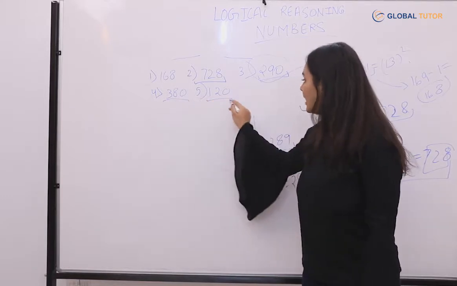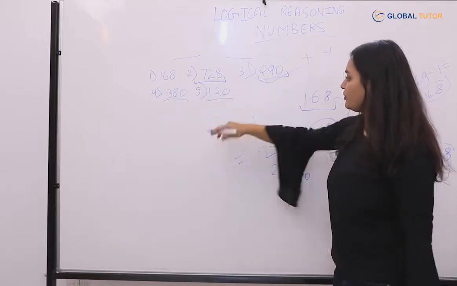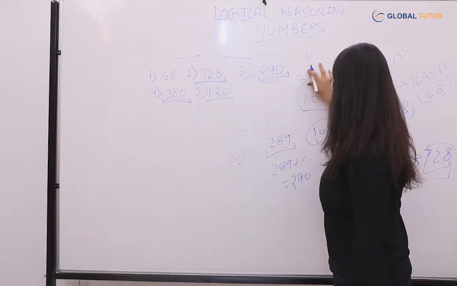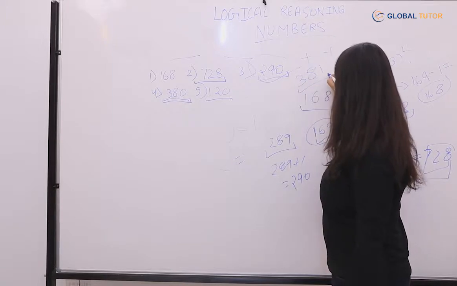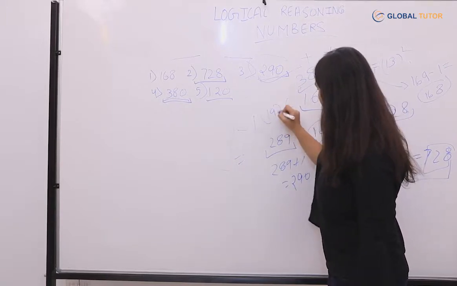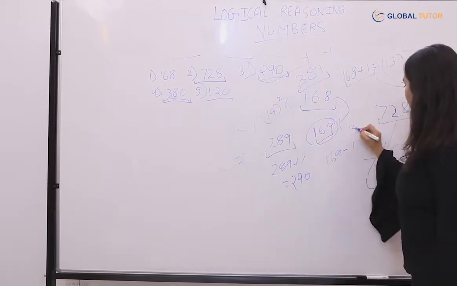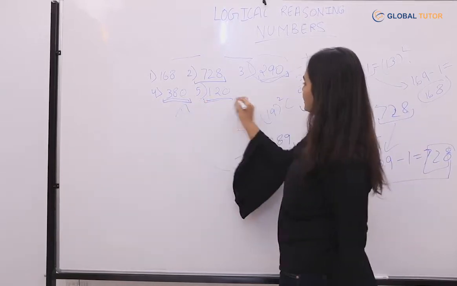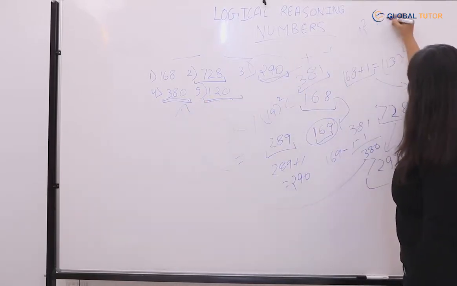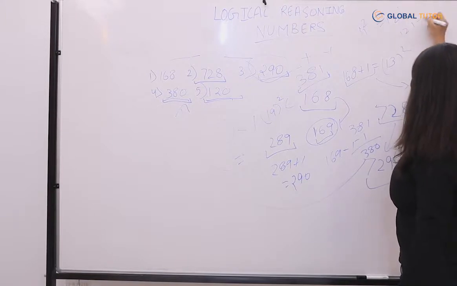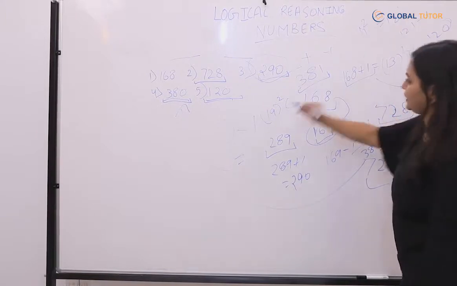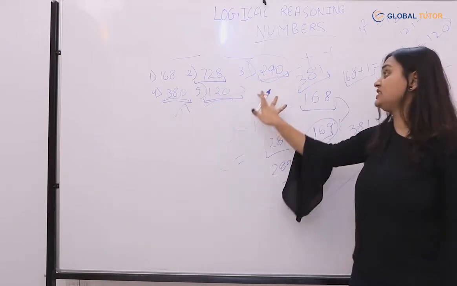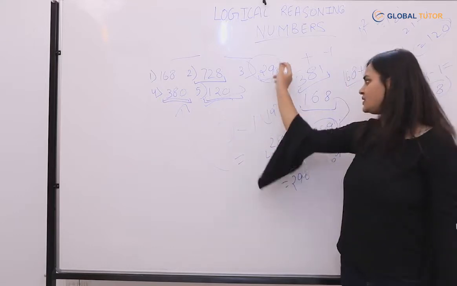Now we'll go with 380 and 120 and check for them. So whenever you look at the number 380, you are reminded of 381, right, which is 19 square. So this would be 381 minus 1, which is 380, which again follows the pattern. And then there's 120. 11 square equals 121. 121 minus 1 equals 120. This also follows the same pattern. Now that you've established that 4 of these options follow this pattern and this doesn't, it's very easy to conclude that this is the odd one out.